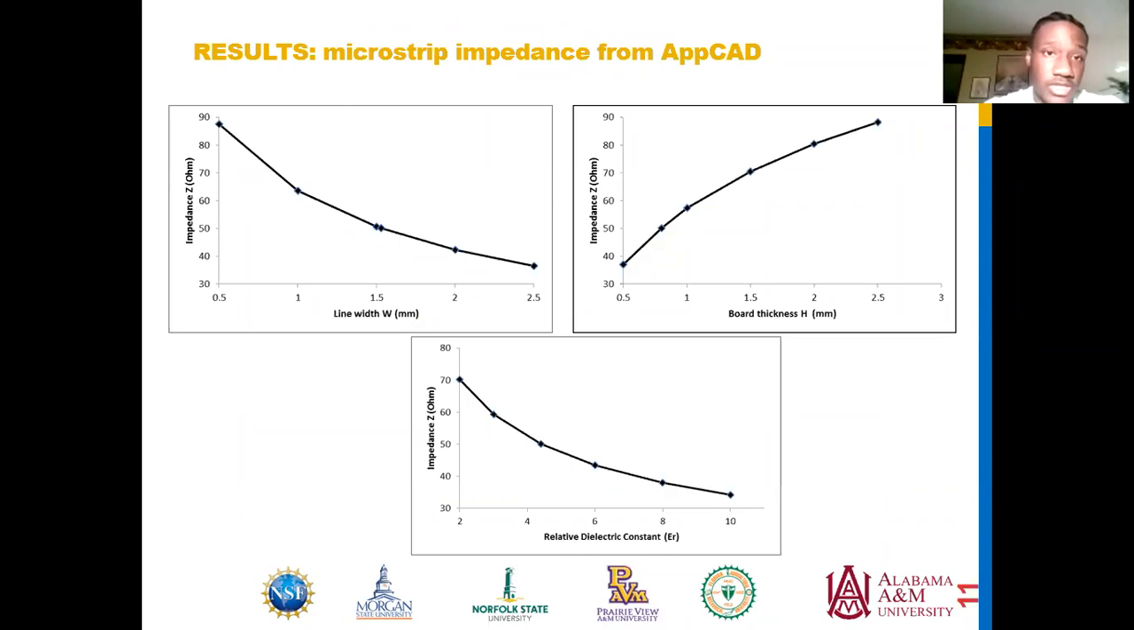Here, this is our microstrip impedance from AppCAD. We had to change these numbers, as you can see, and we got these graphs from Excel. As we changed our line width, our impedance decreased. As we increased our thickness, our impedance increased. As we increased our relative dielectric constant, impedance also decreased. Next slide, please.